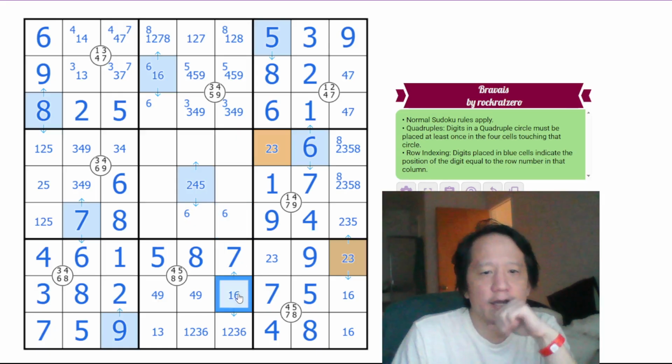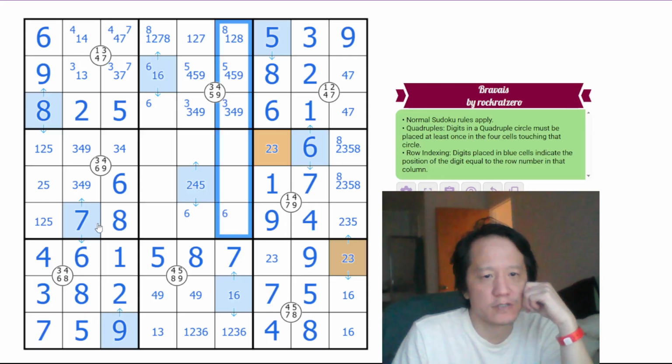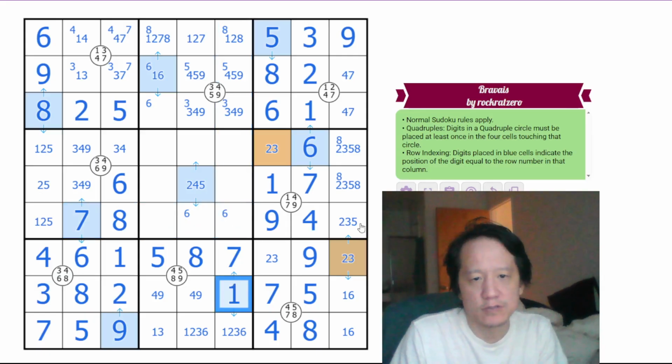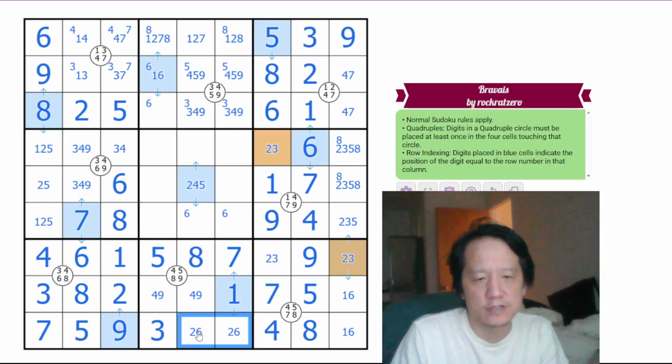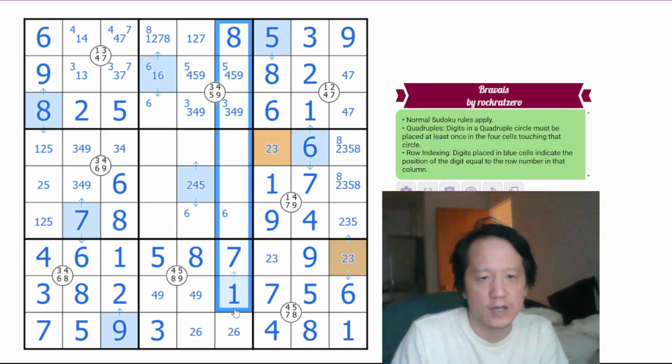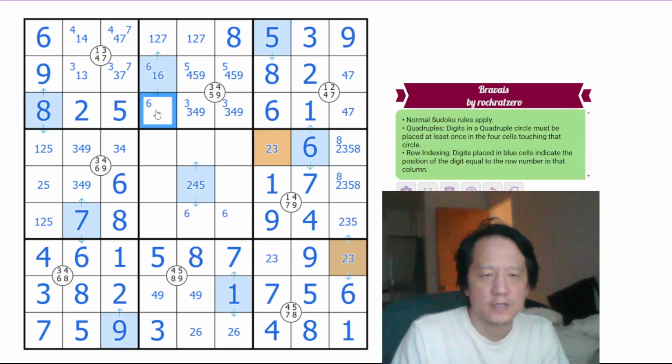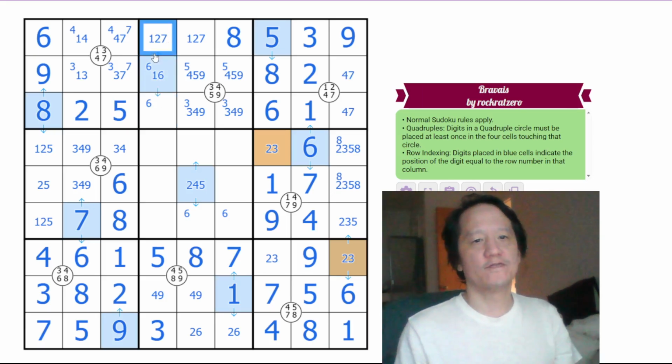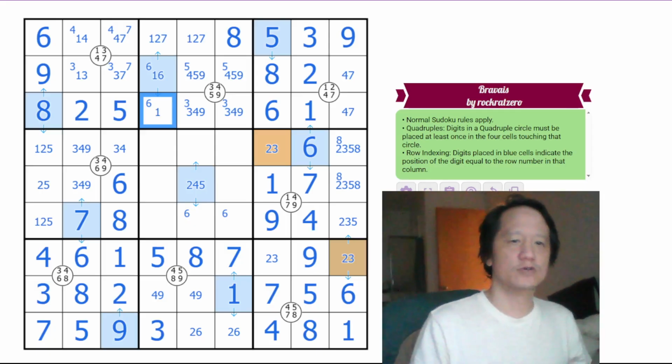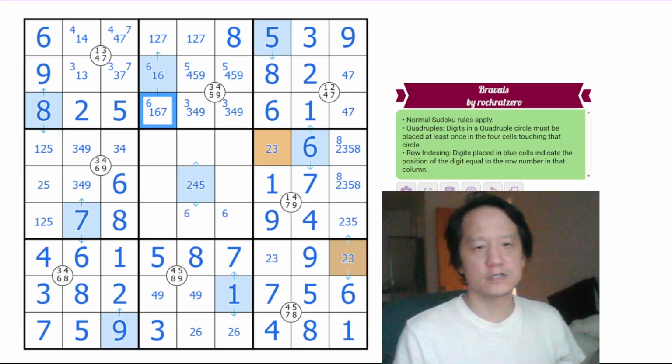Hmm. 8 cannot be in the 6th position because of the 8 in the row, so this must be 1. So this is 1, which makes this not 1. This is 3. This can't be 1 or 3. This is a 2, 6 pair. 1 eliminates 1 here, so that's 6, which makes this 1. 8 has to be in the 1st position in that column, so this is 8, which means this cannot be 8. This 2 can only be in the 1st or 6th position in the column, so this can't be 2. So this is 1, 6, or 7 here. It cannot be 1 or 6, therefore it's 7.